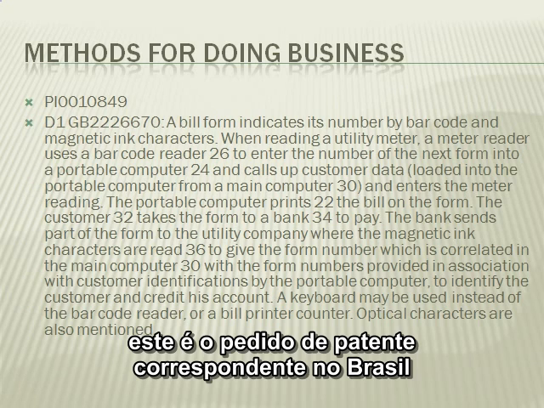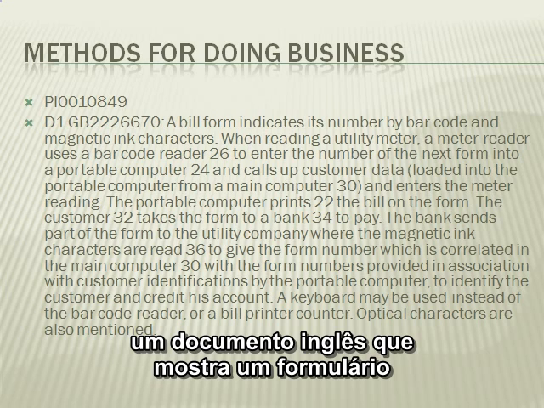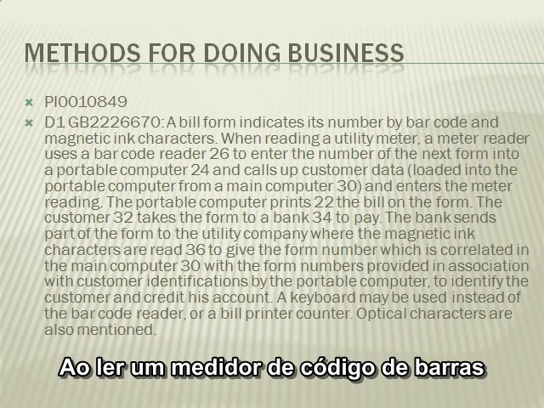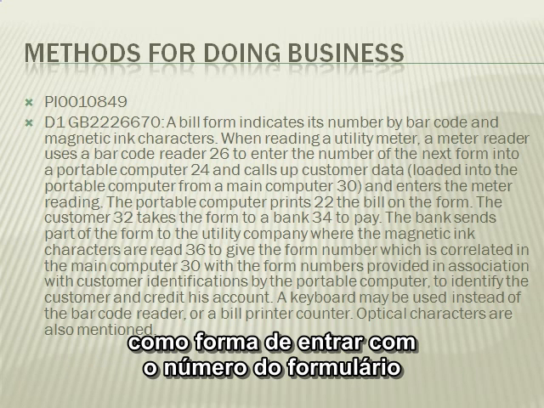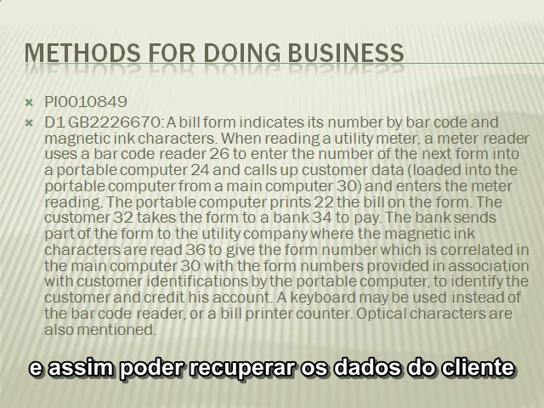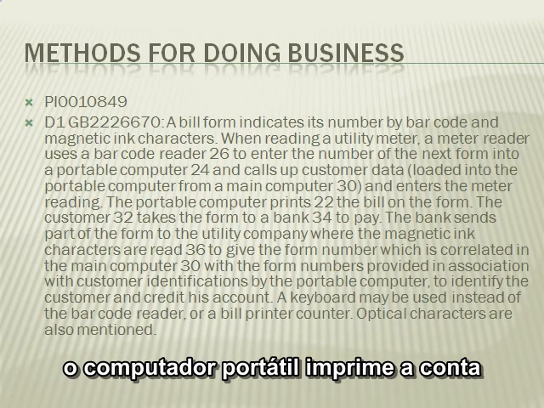This is the corresponding Brazilian application. The examiner cited a prior art, a Great Britain document, that shows a form that indicates its number, by a barcode and a magnetic ink character. When reading a utility meter, a meter reader uses a barcode reader to enter the number of the next form into a portable computer and calls up customer data and enters the meter reading. The portable computer prints the bill on the form.